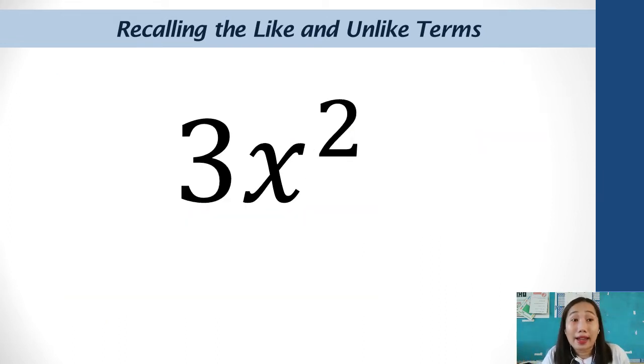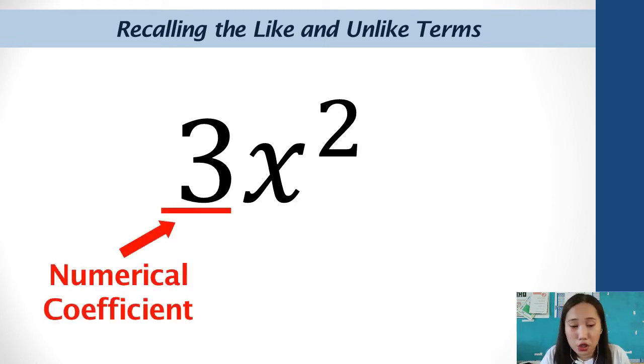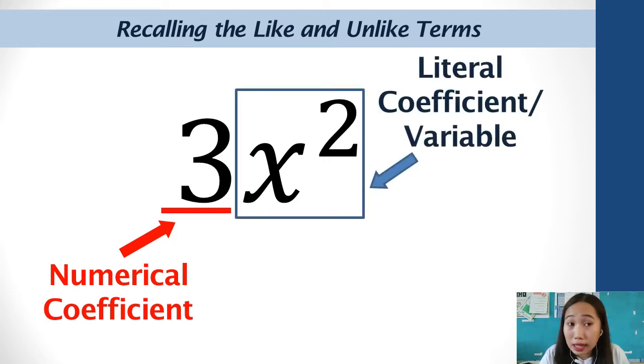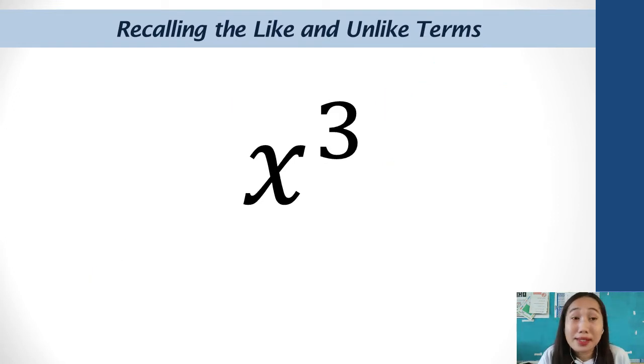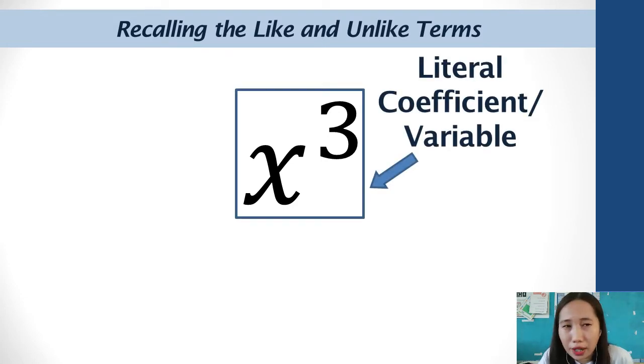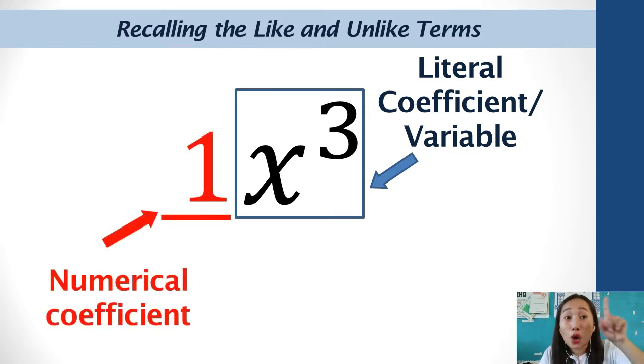Next, we have 3x squared. So here, in this term, the 3 is our numerical coefficient. While this x squared is our literal coefficient or variable. Note that the exponent is included there, because the exponent is part of x. Okay? So the exponent, 2, is not the numerical coefficient. It is a part of x, which is a variable. X cubed. Of course, x cubed is a literal coefficient or what we call a variable. What is its numerical coefficient? If you see it like that, it automatically has a numerical coefficient of 1. So with just x cubed, it is not necessary to write the 1.